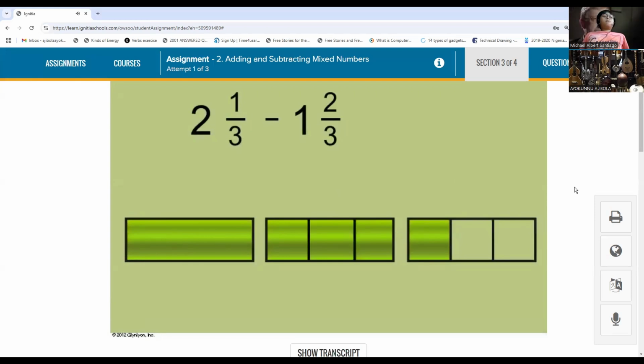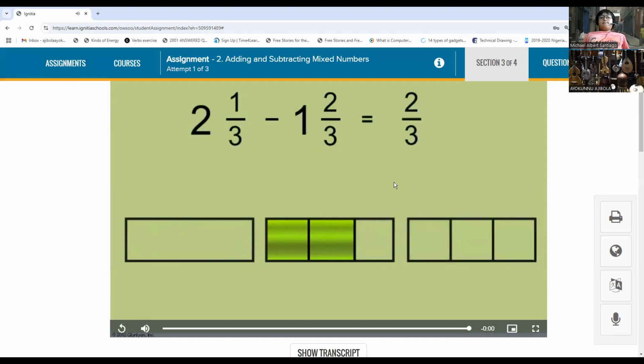You can see that 2 1/3 is actually the same as 1 4/3. Now remove shading from one of the whole rectangles and 2 of the thirds. The remaining shaded amount represents the difference, so 2 1/3 minus 1 2/3 is equal to 2/3.